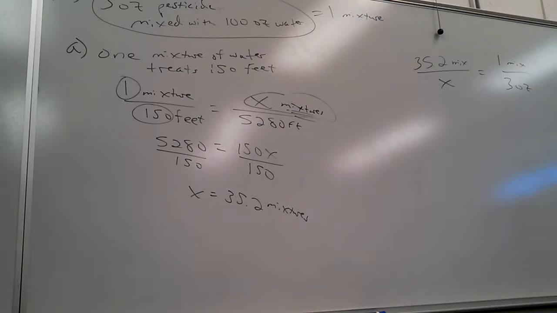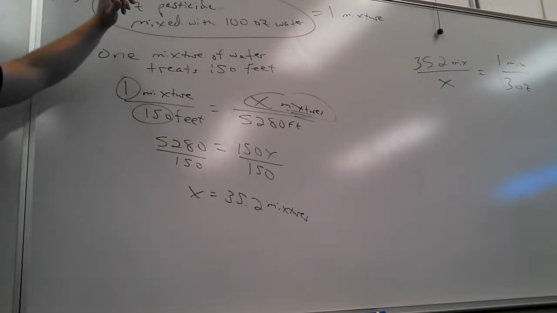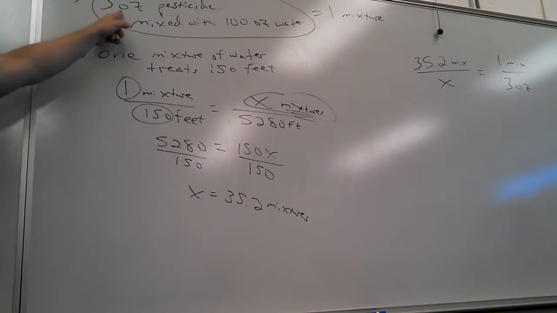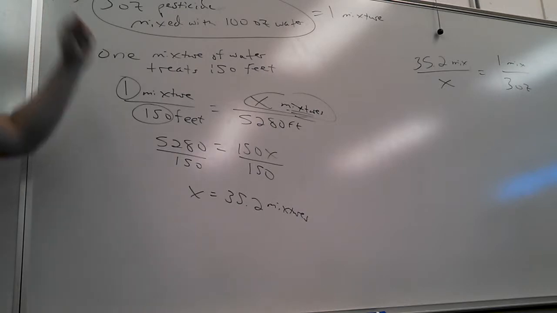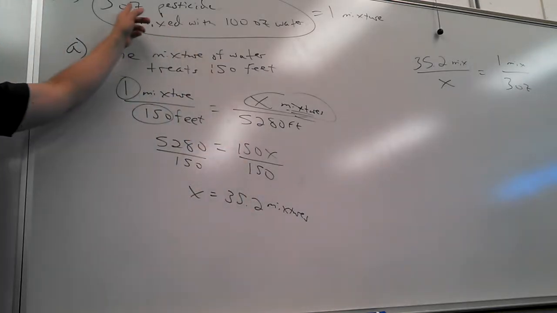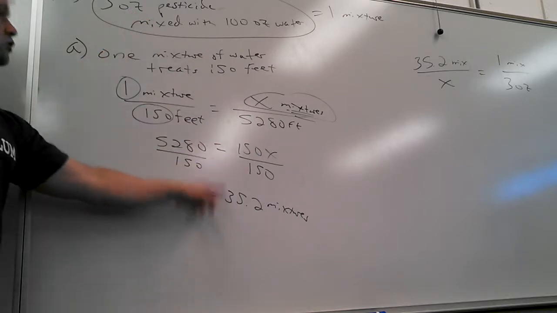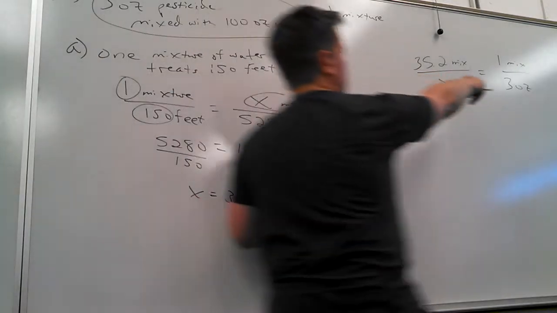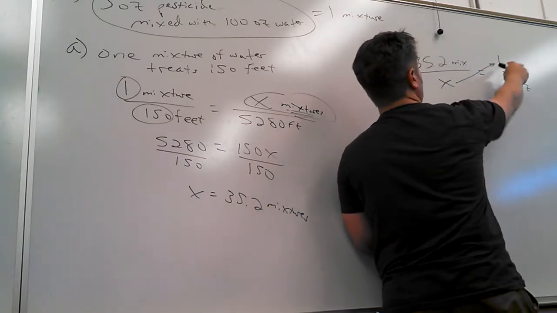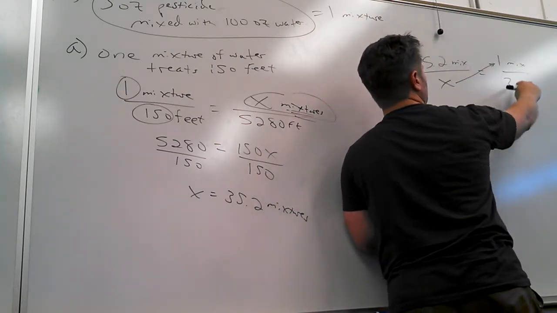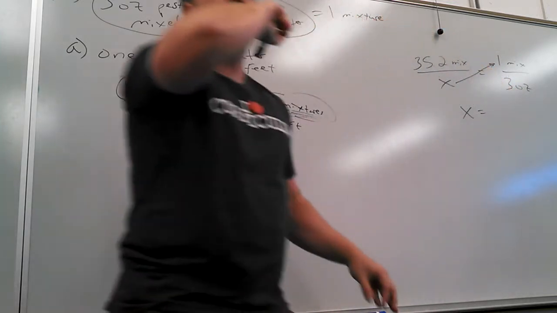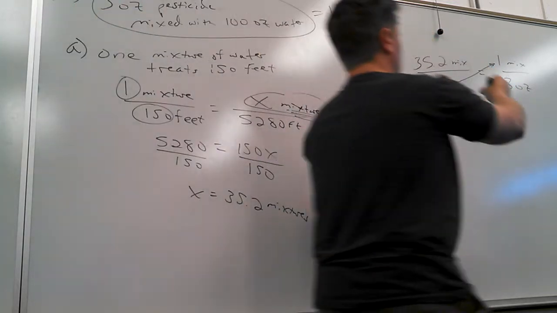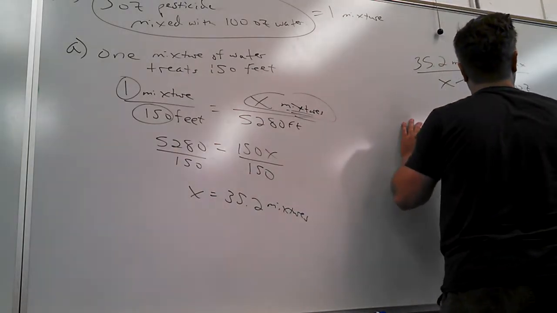But I'm hoping some of you guys see, if I needed 2 mixtures, and every mixture has 3 ounces, how many total ounces would I need? 6. 2 times 3. If I needed 4 mixtures, I would need how many ounces of pesticide? 12. What do you keep doing? Multiplying. So if I need 35.2 mixtures, and each one has 3 ounces, 35.2 times 3. Isn't that what I get here? Cross multiply, what do you get? X times 1? X, that's crazy. 3 times 35.2, that's what we just said you had to do. Good. So you need 105.6 ounces of pesticide.